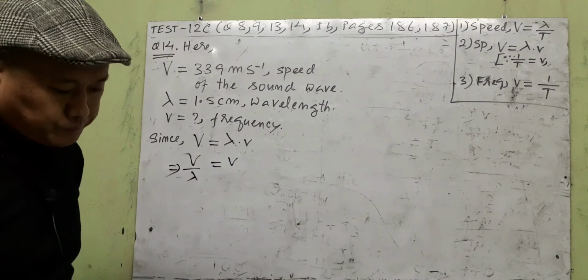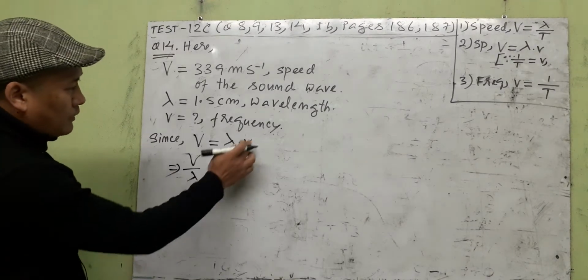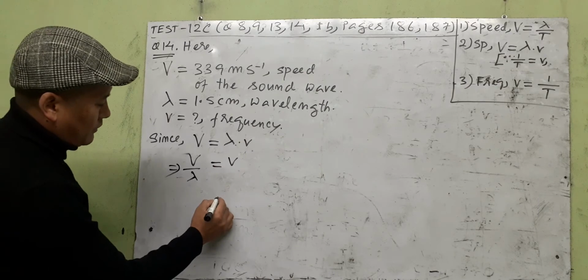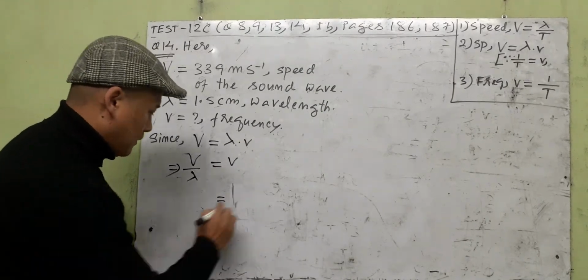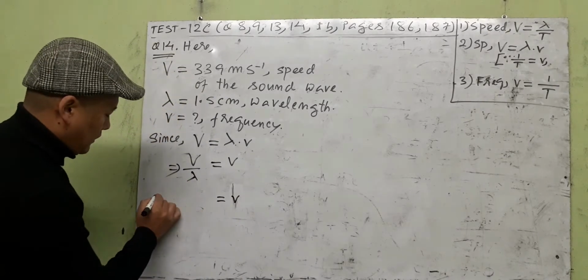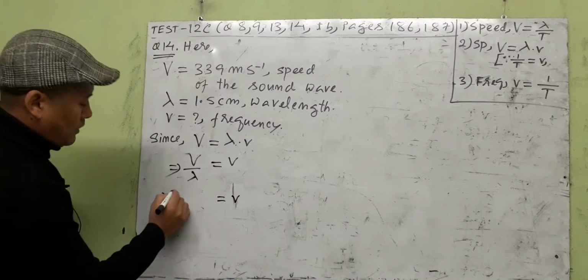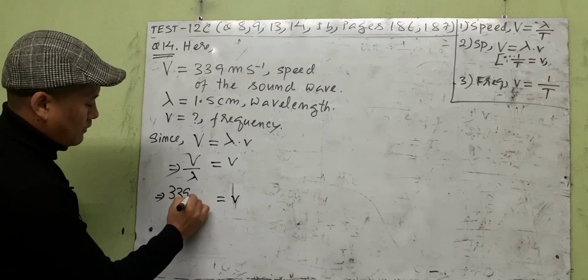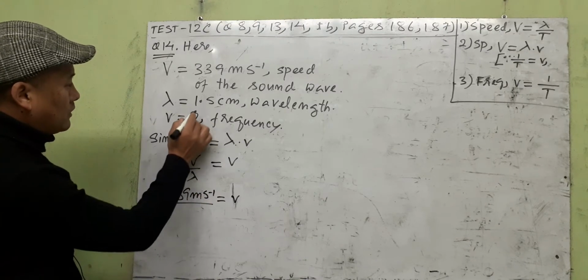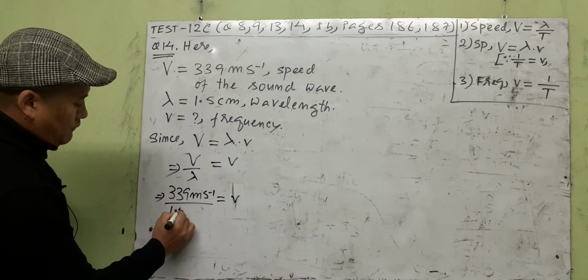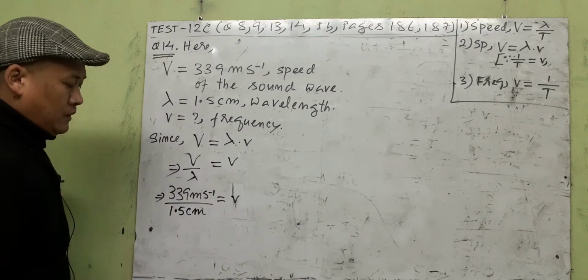Okay, so what is the frequency? Small v we have to find. So small v, frequency, is equal to capital V, the speed, 339 meter per second, divided by lambda here, 1.5 centimeter, right?